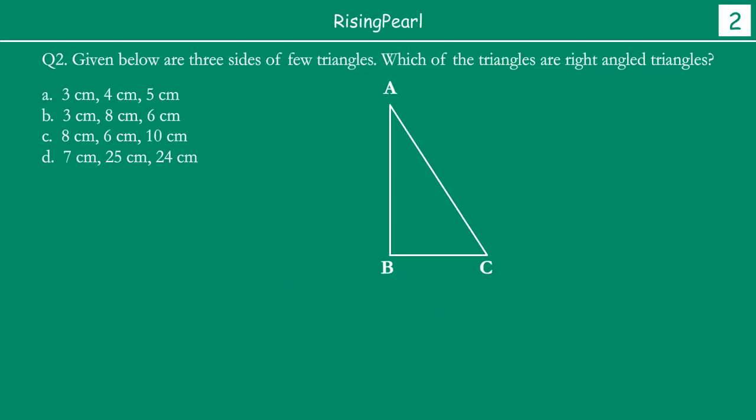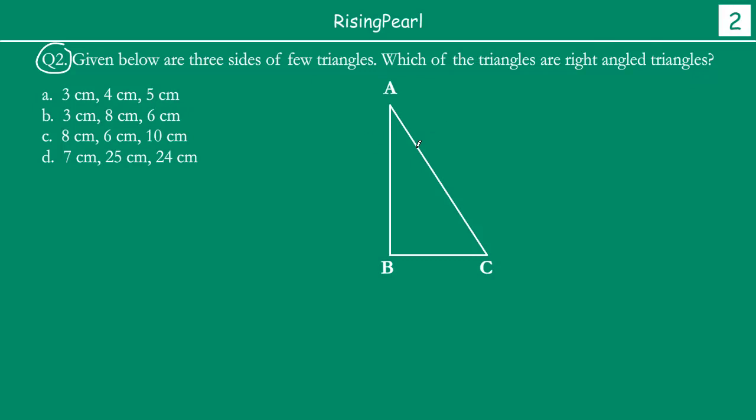The second type of question, friends, is something like this. Here what you will be given is, given below are 3 sides of a few triangles. So question 2 actually has 4 separate questions, A, B, C, D. Given below are sides of a few triangles, which of the following is a right angled triangle? So how do we know?